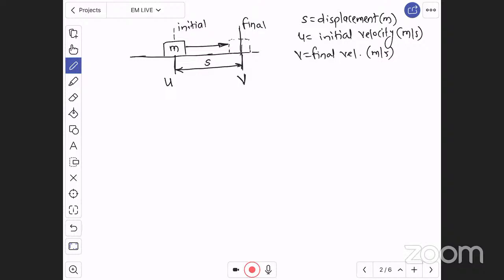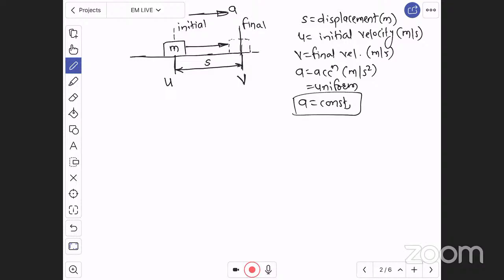As the object is moving, there will always be acceleration. Let us say the object is moving with some acceleration a, where a is acceleration in meter per second square, which is uniform. Uniform means acceleration is constant. Now here I am going to write 3 equations of motion for constant or uniform acceleration.